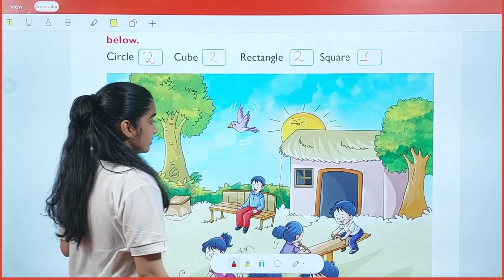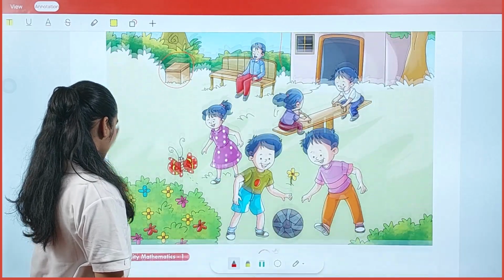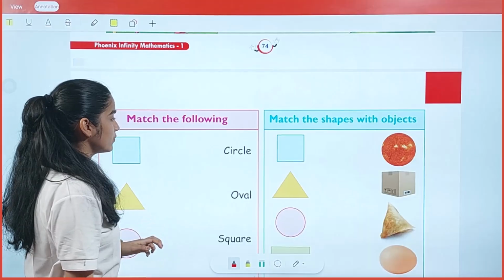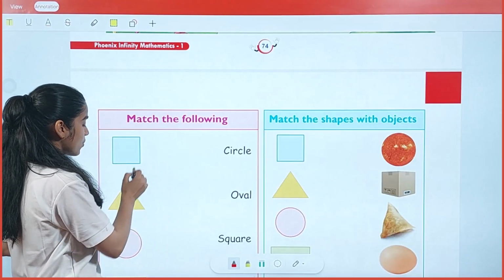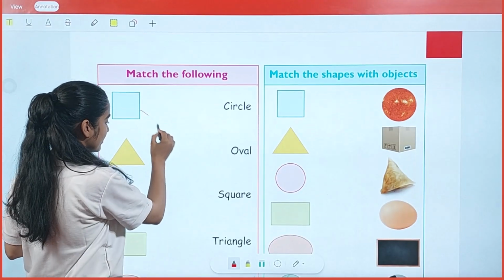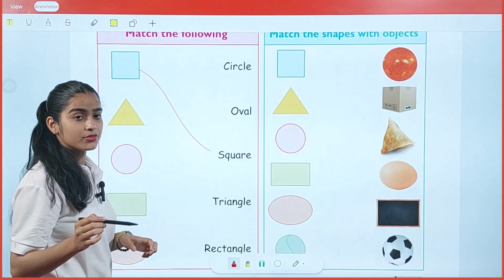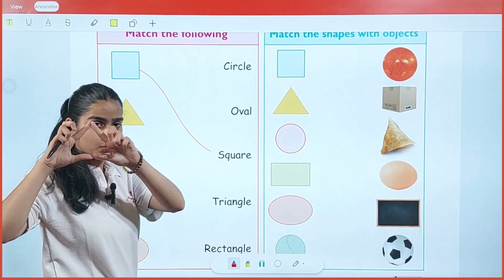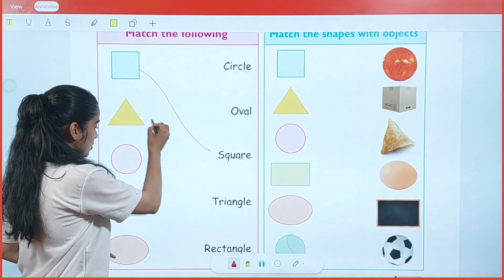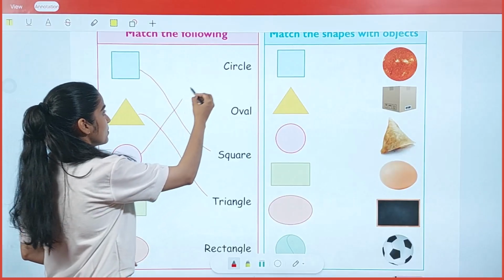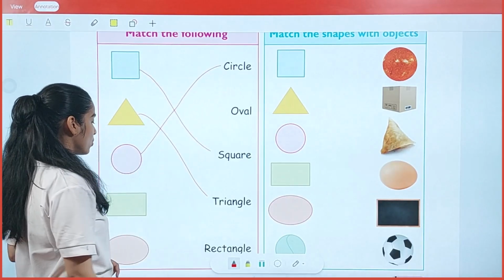So next we move forward to our exercise. Match the following. So it is a square. Where we have square, here we have square. Then triangle. Triangle means your samosa. So it is your triangle. Circle we have already discussed. Mummy ki roti gol gol, papa ka chashma gol gol.